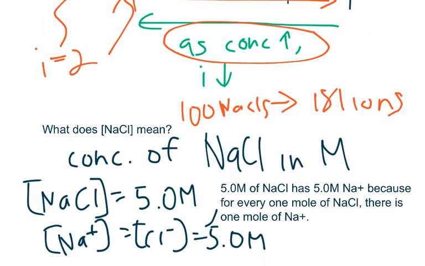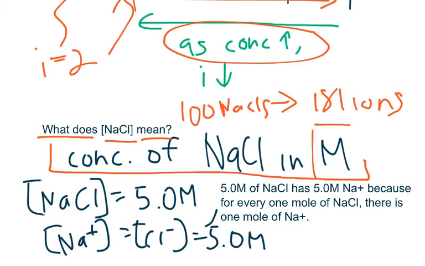Now let's talk about some symbolism. So what does bracket NaCl mean? So if you put brackets around NaCl, what does that exactly mean? Well, that means that they want the concentration of NaCl, typically and almost always in molarity.